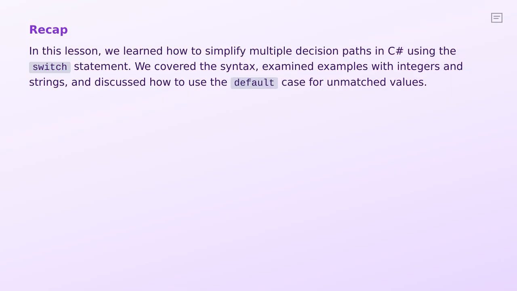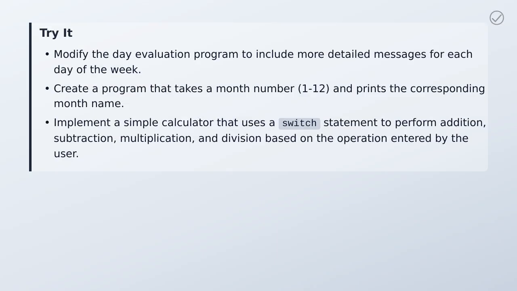In this lesson, we learned how to simplify multiple decision paths in C# using the switch statement. We covered the syntax, examined examples with integers and strings, and discussed how to use the default case for unmatched values. Alright, your turn. Give this a try.